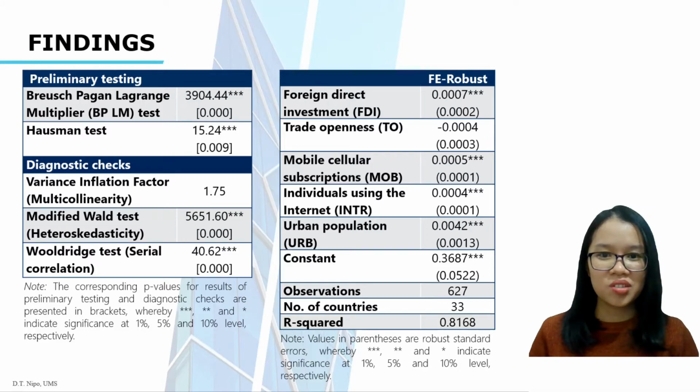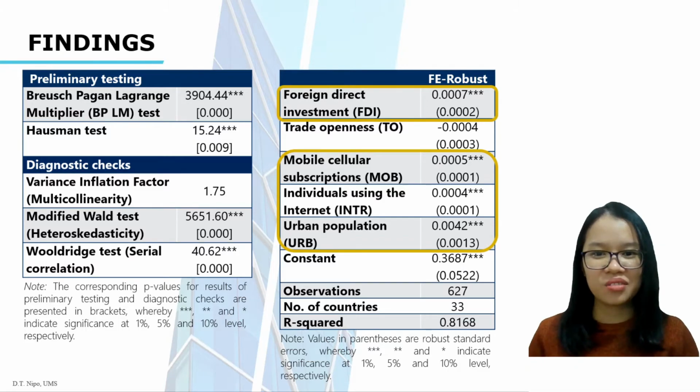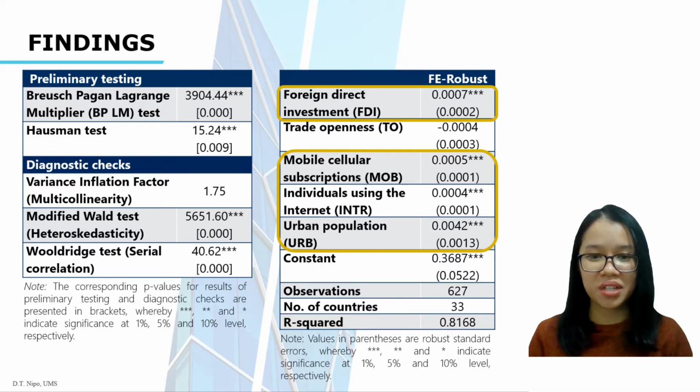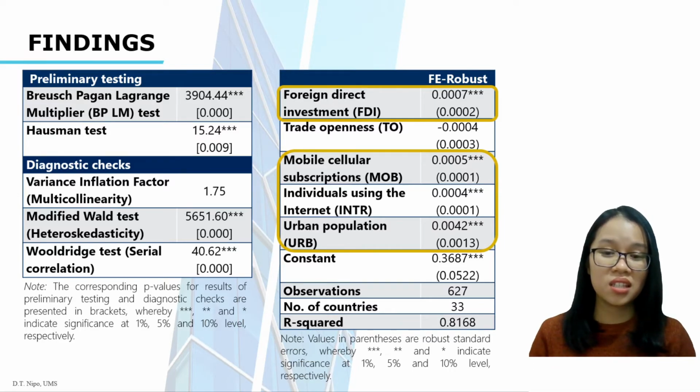And then moving on to the second table, which is on your right hand side, this shows the findings from the main regression analysis using the fixed effect estimator with robust standard errors. Now, from this table, it can be observed that out of all five independent variables measuring globalization, four of the variables have shown significance and positive impact on human development. And out of these four variables, urban population yields the highest coefficient value, which suggests that the higher the rate of urbanization, the better is human development in lower middle income economies. Unfortunately, trade openness is the only measure of globalization that was found to have an insignificant impact or influence on human development in lower middle income economies.